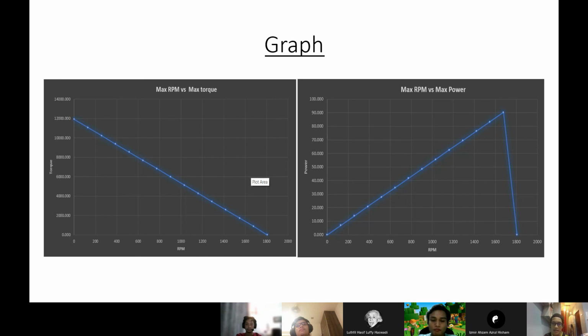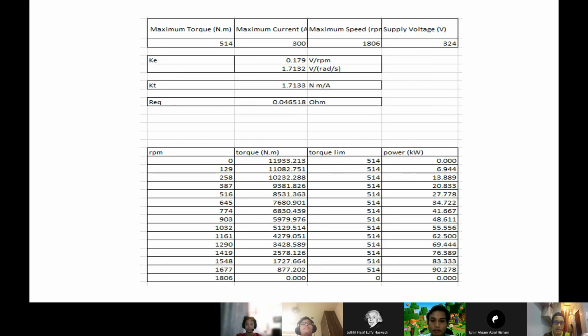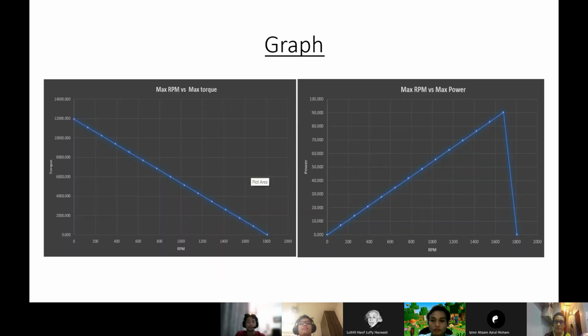We can see that when it reaches 90,000 in power, it goes down because our torque limit is 0, and our value of torque is also 0. So that's why we got 0. The power goes down after it reaches its peak at 90,000, and it goes down when it reaches 1,800.